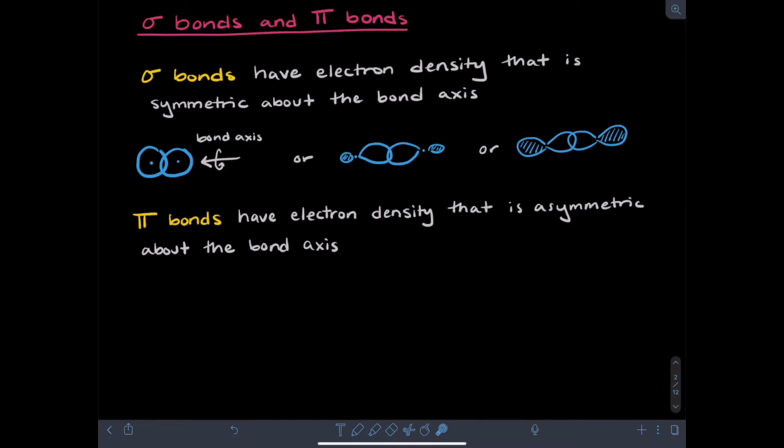In contrast, pi bonds, which are made up of side-on overlap of p orbitals, will have electron density that is asymmetric about the bond axis. Here's an example pi bond where I've brought the sides of two p orbitals together. If you imagine looking down this bond axis, cutting through the two nuclei, and then rotating about that axis, you would be able to tell that you were rotating this bond. Therefore, we would say that this pi bond is not symmetric about the bond axis.